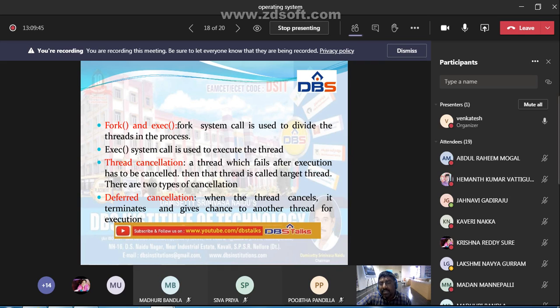First one is deferred cancellation. What is meant by deferred cancellation? Here, deferred cancellation means when a thread cancels, it terminates and gives a chance to another thread for execution. Whenever a particular thread cancels, it terminates, and it will give a chance to the other thread for execution. That we can say is deferred cancellation.